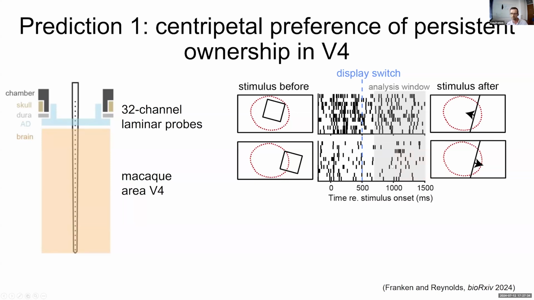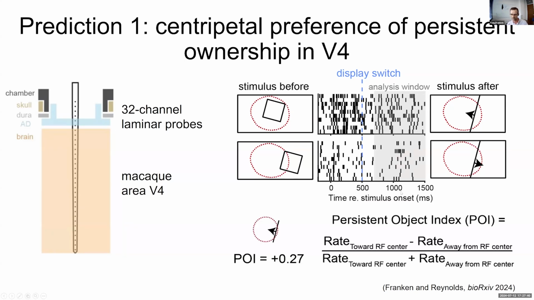So you can see that there are many more spikes in the top trial than in the bottom trial. We quantify the difference with this persistent object index, which is simply the difference divided by the sum of the spike counts in that analysis window. So this example pair of trials for one cell is consistent with grouping cell behavior, because more spikes appear whenever that persistent ownership is towards the center of the receptive field.